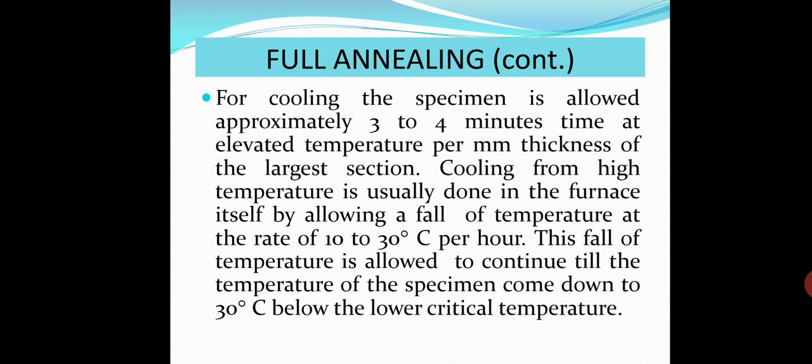So hypoeutectoid steels are heated 30 to 50 degrees centigrade above upper critical temperature, and hypereutectoid steel is heated 30 to 50 degrees centigrade above lower critical temperature. Both specimens will be cooled down at a rate of 10 to 30 degrees centigrade per hour till they achieve the temperature 30 degrees centigrade below the lower critical temperature.